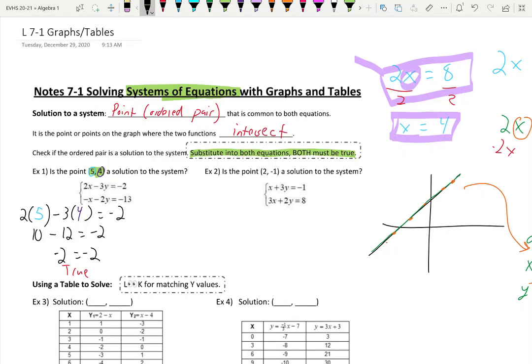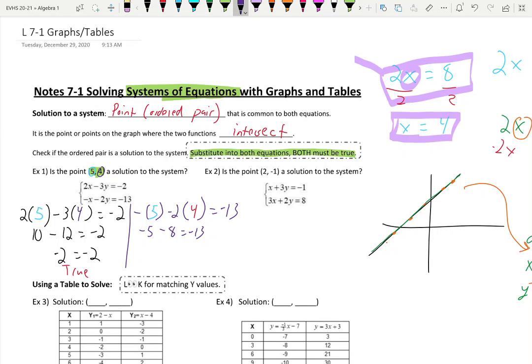Okay, now we got to check it in the other equation, though. And I'm going to do that one over here. Negative x minus 2y equals -13. We're still going to plug in 5 for x, and we're going to plug in 4 for y. Now we're just going to simplify down. Negative times 5 is -5. -2 times 4 is -8 equals -13.